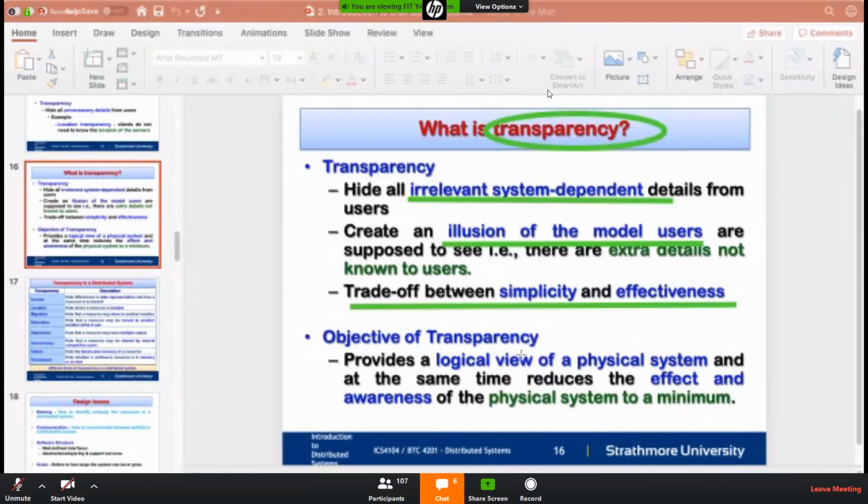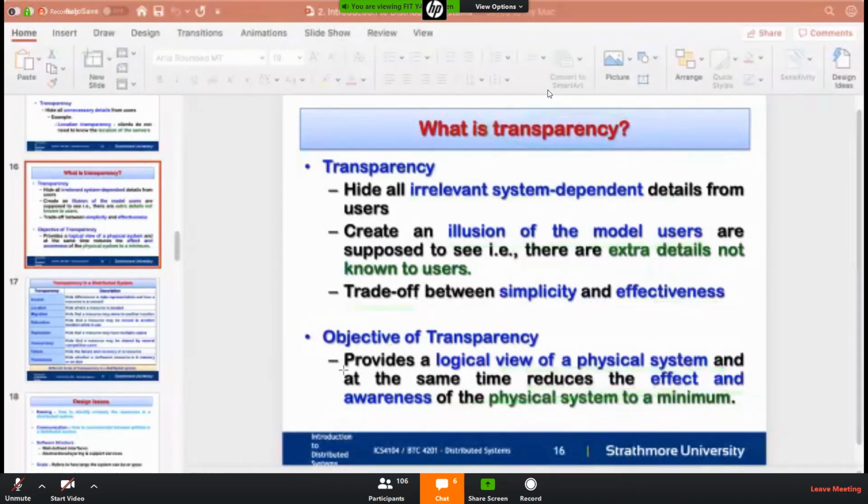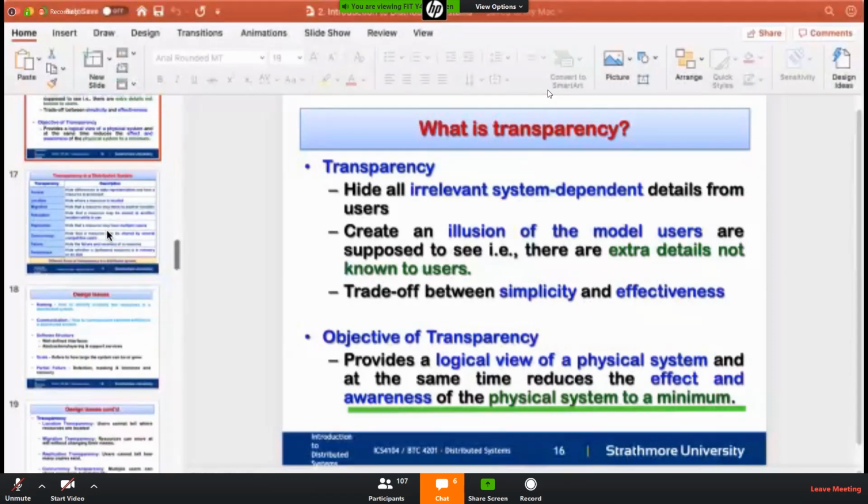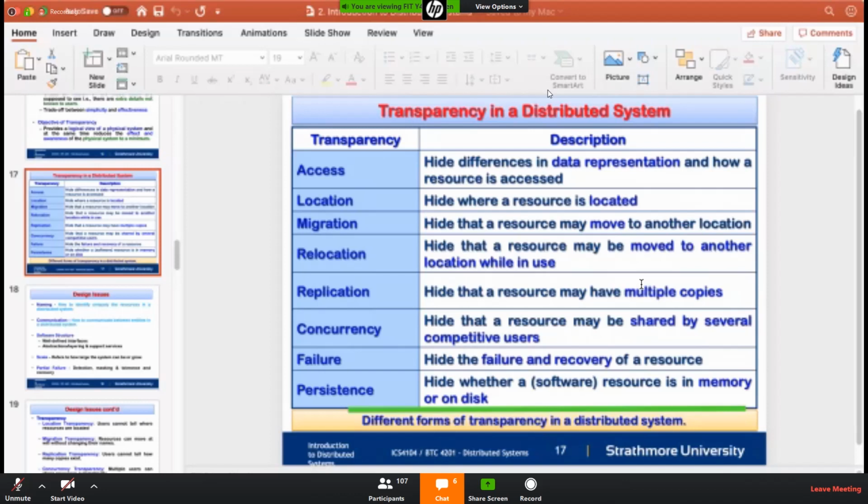So the objective of transparency is that you have a logical view of a physical system, and you reduce the effect and awareness of the physical system to a minimum. What you are seeing is what you might think is all that you have, so you can reduce that to a minimum of what you are able to see, but remember, you still have the functionality working.